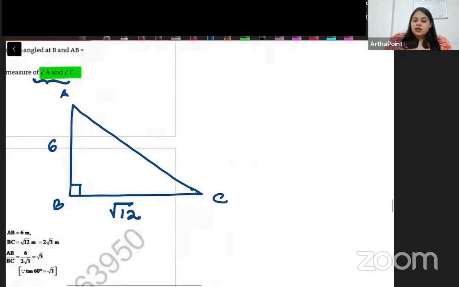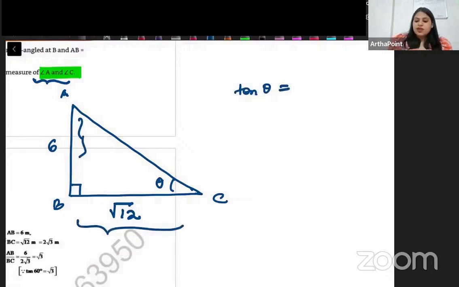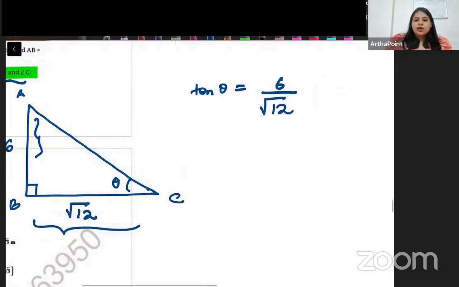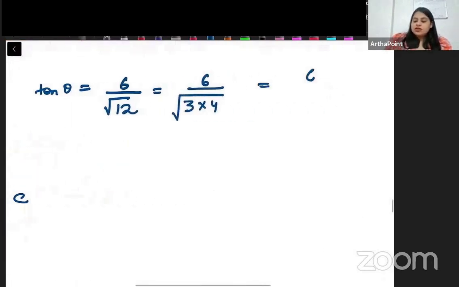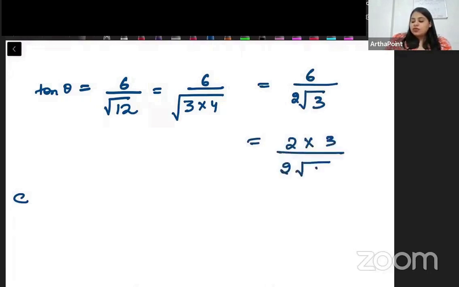Beta, understand that this is theta. Tan theta will be perpendicular by base. So it will be 6 by √12. Beta, √12 is nothing but 3 into 4 under root. So this is nothing but 6 by 2√3. This is nothing but 2 into 3 by 2√3. So this will be √3.